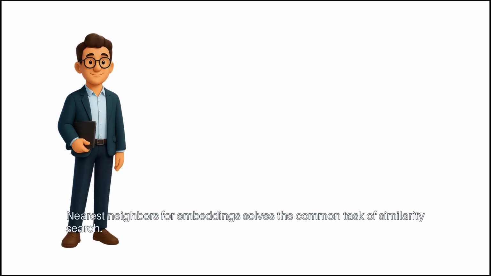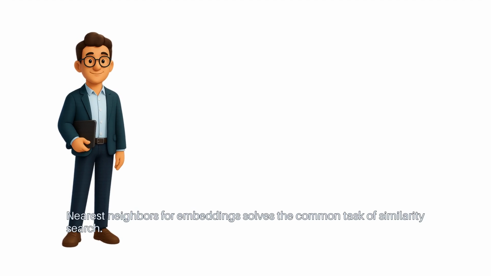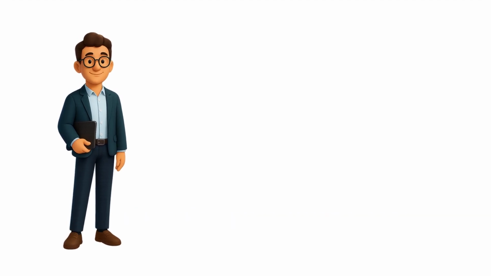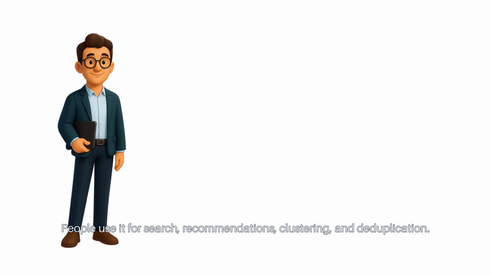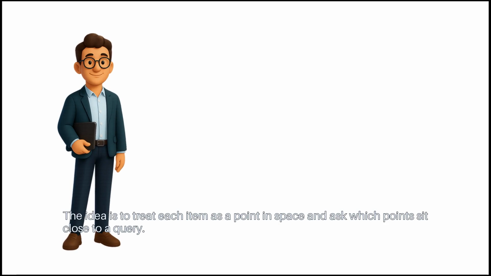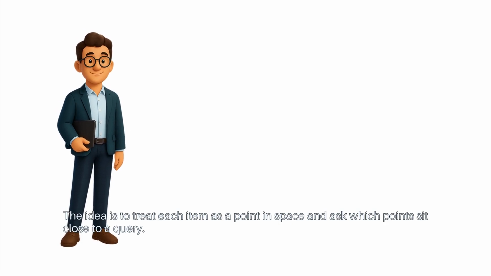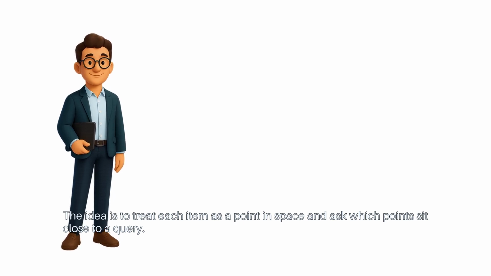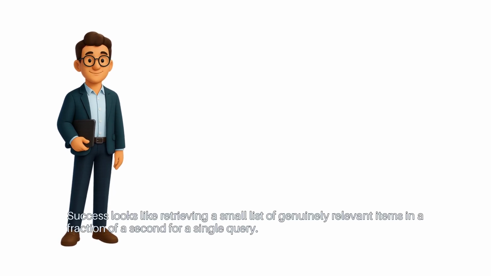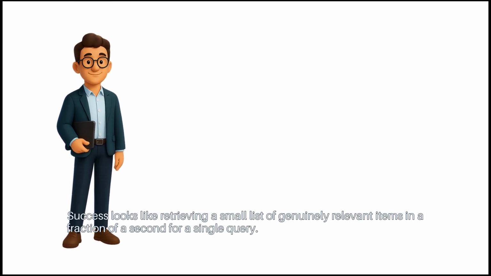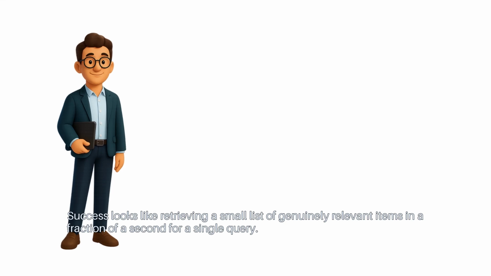Nearest neighbors for embeddings solves the common task of similarity search. People use it for search, recommendations, clustering, and deduplication. The idea is to treat each item as a point in space and ask which points sit close to a query. Success looks like retrieving a small list of genuinely relevant items in a fraction of a second for a single query.